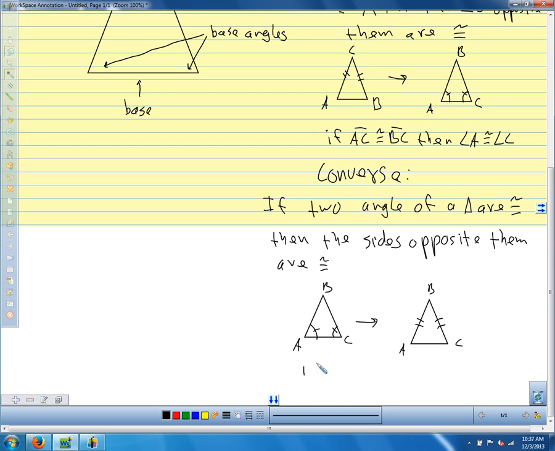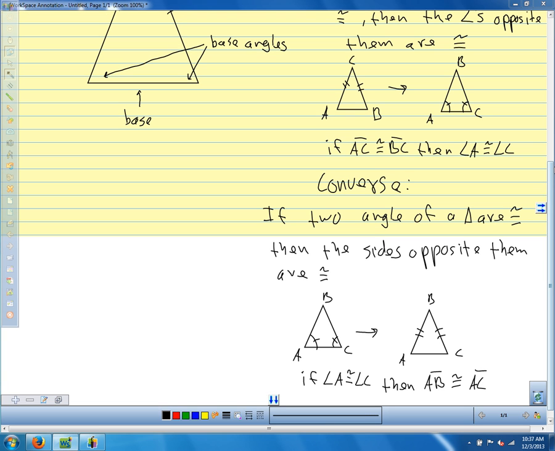And we would say if angle A is congruent to angle C, then segment AB is congruent to segment AC. So that's what the converse tells us. And the converse is true also.